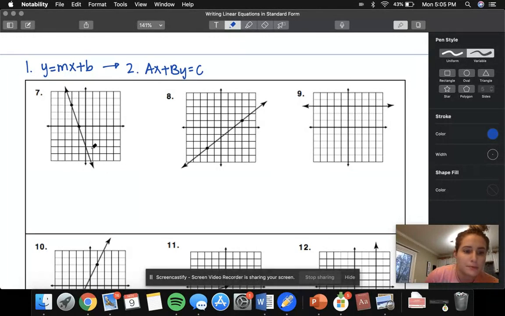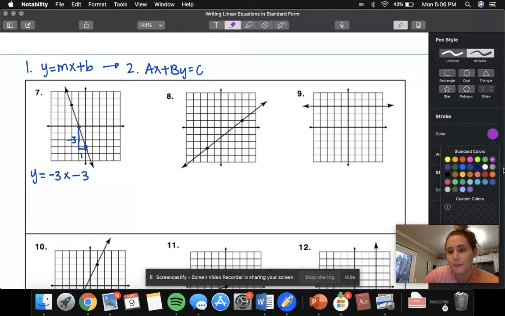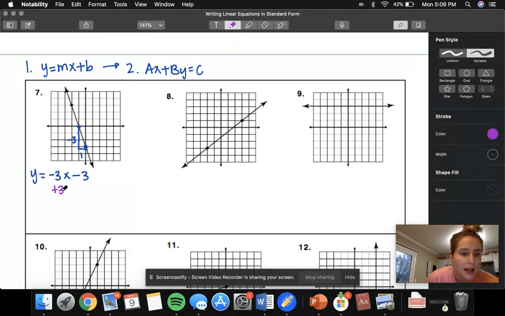Okay, so this problem, to write it in slope-intercept form, we need our y-intercept, which would be -3. And then we would also need our slope. So we need another good point, 1, 2, 3, 1. So -3 to 1 ratio. So -3x minus 3 would be our equation in slope-intercept form. Okay, so now to put this into standard form, we would have to add 3x to both sides to keep it even. 3x plus 1y equals -3.